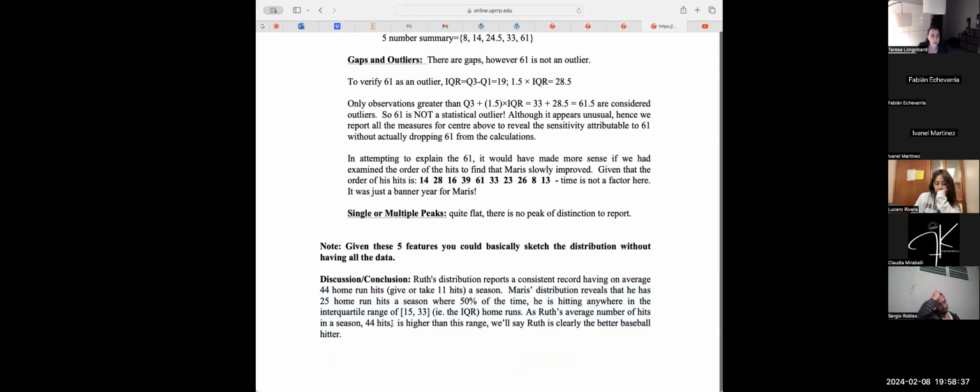So what I end up doing is comparing his regularity, 15 to 33, to the actual average of Ruth. The expected value is above more than like 75%, because you have the 50 in the middle, and then the 25% that goes from Q1 to the minimum. So Ruth's average is higher than 75% of Maris's observations. So he's just a better, more reliable, better hitter. Reliably better hitter.